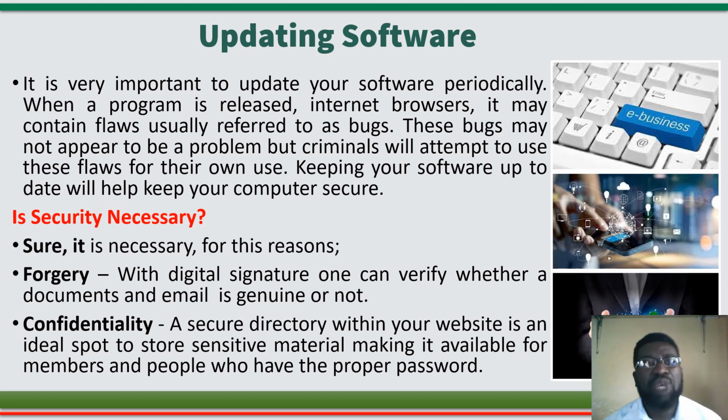Now the next one is updating your software. It's always important to update software on your computer and on your phones. Updating your apps on your phone is another security measure. It is very important to do the update on those things periodically. When a program is released for internet browsers, it may contain flaws, usually referred to as bugs. These bugs may not appear to be a problem, but criminals will attempt to use these flaws for their own use. Keeping your software up to date will help keep your computer or your phones and your accounts secure.